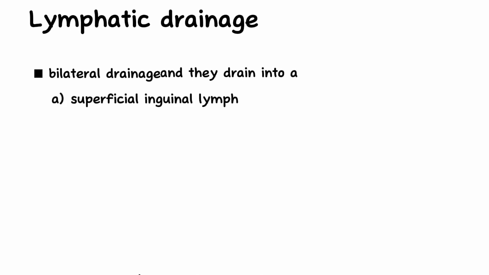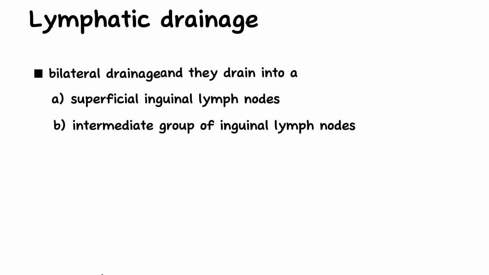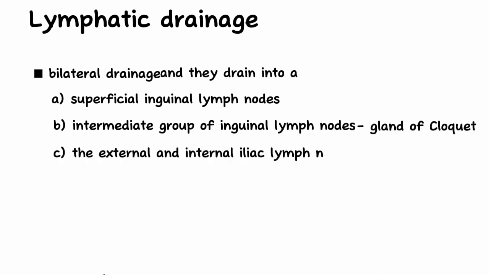Moving on to lymphatic drainage, which is essential for understanding the spread of infections or malignancy. The vulval lymphatics exhibit bilateral drainage, and they drain into the superficial inguinal lymph nodes, the intermediate group of inguinal lymph nodes, including the gland of Cloquet, and the external and internal iliac lymph nodes. This drainage pattern has implications for clinical staging of vulvar cancers and surgical planning.